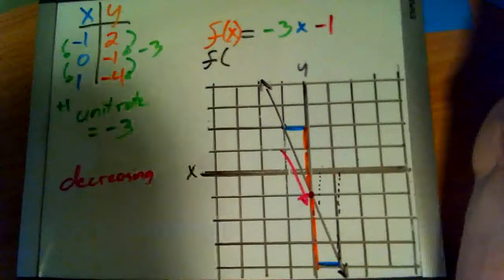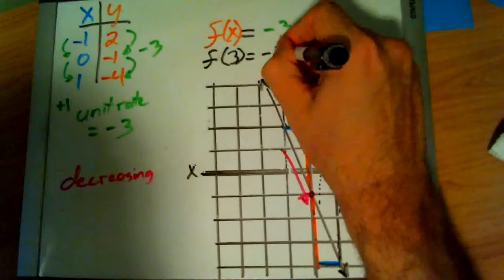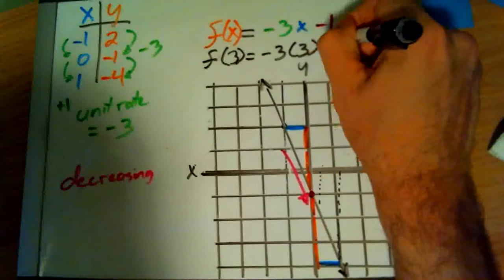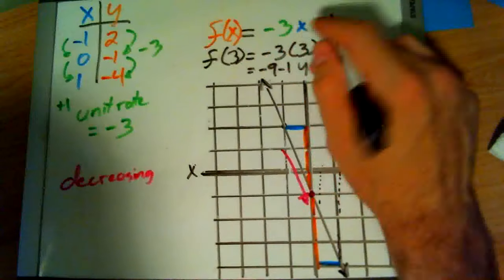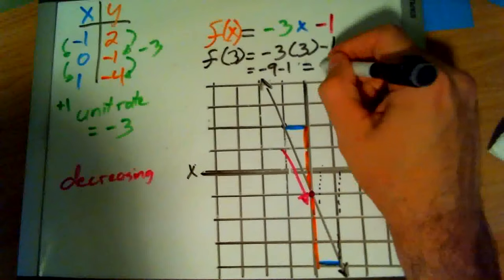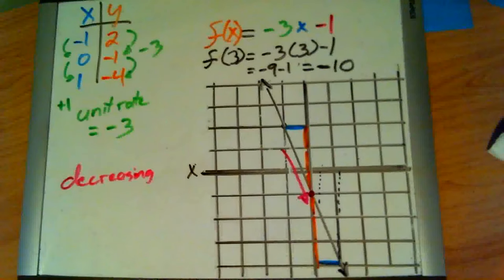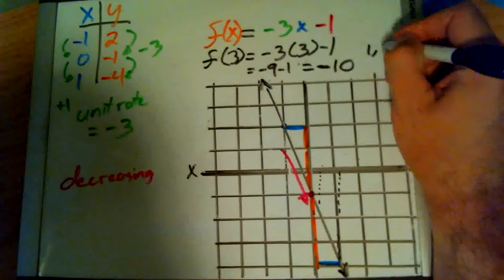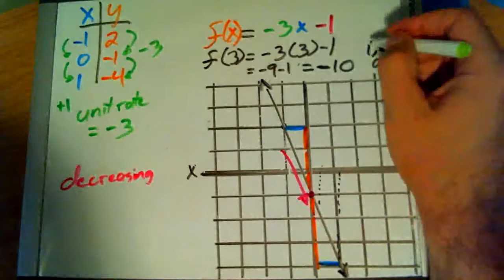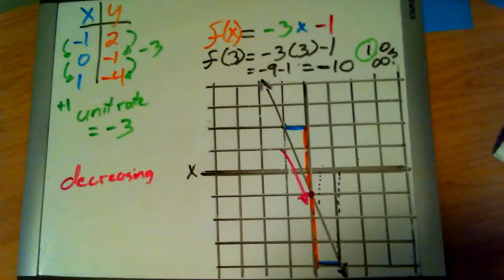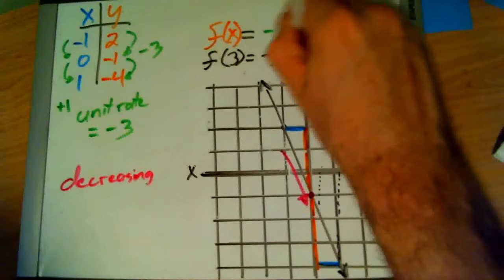Let's pick a point, let's say when x is 3, what is the value of f of x? To find this out, we just plug in 3 for x. So -3 times 3 minus 1 equals -9 minus 1 equals -10. And does it have 0, 1, or infinite solutions? Well, if f of 3 is -10, that's one solution. There we go.